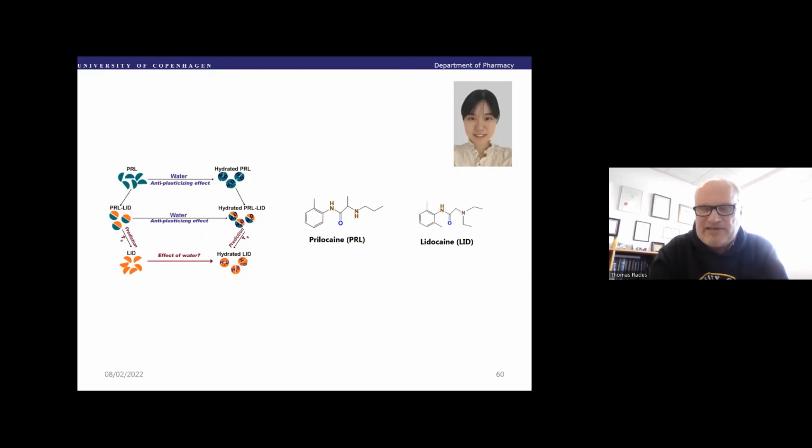And I thought this was a very simple piece of work until we found out that you cannot make lidocaine amorphous. It is just so fast crystallizing that we could never make the material amorphous. So we had to take a beautiful detour here. We are making initially co-amorphous systems of prilocaine and lidocaine. We are then measuring if water has an anti-plasticizing effect on that, and then we can extrapolate that back, in one way we are doing these experiments, to the effect of water on pure lidocaine.